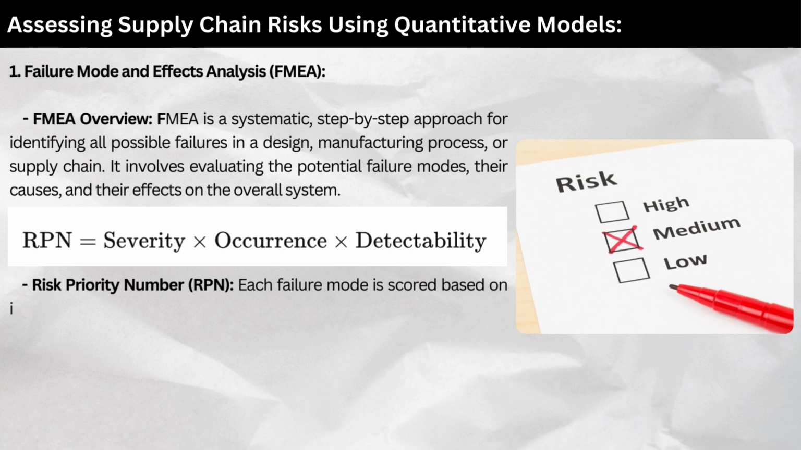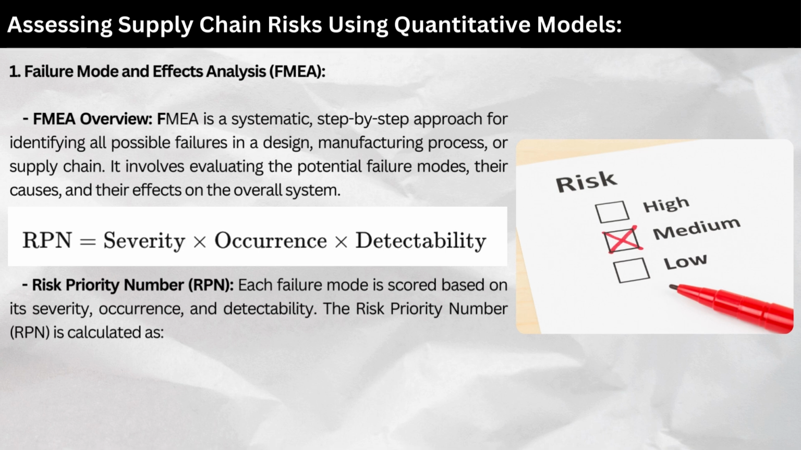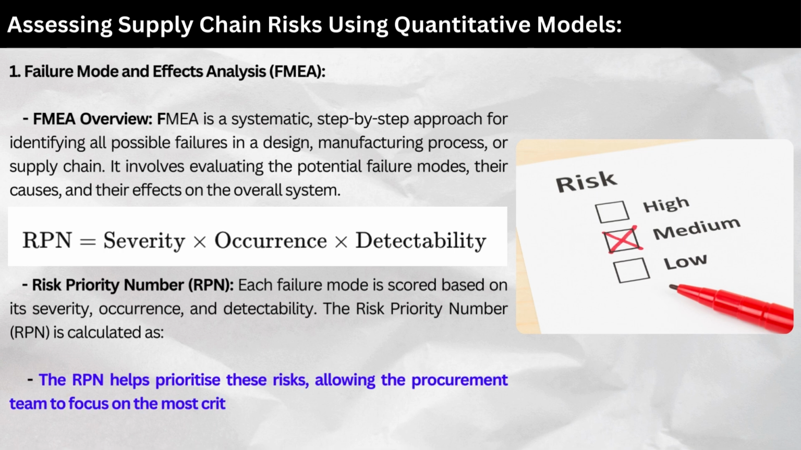Risk priority number, RPN. Each failure mode is scored based on its severity, occurrence, and detectability. The risk priority number, RPN, is calculated as severity times occurrence times detectability. The RPN helps prioritize these risks, allowing the procurement team to focus on the most critical ones.